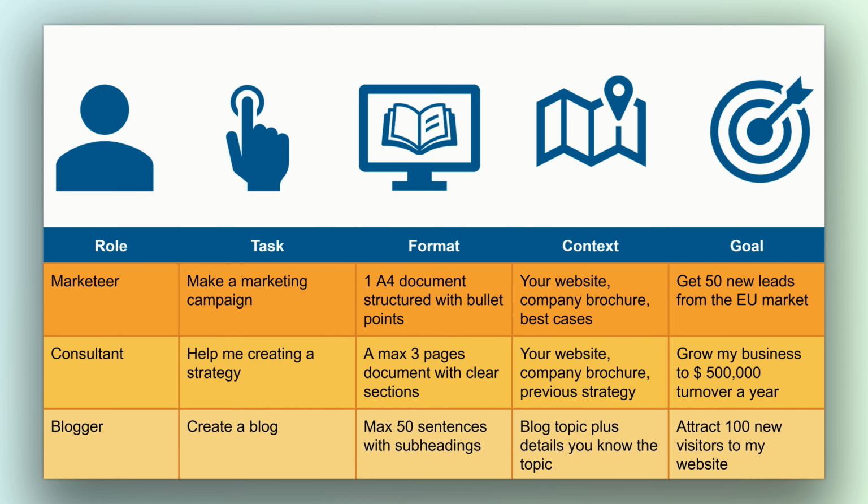Just a quick refresher of our framework that we introduced in video 1. So we always want you to use a role, social media expert, the task, a social media plan, a format, a document with a few pages, the context, your strategy, your website, anything you have to improve the task, and a clear goal. What is actually the output that you want? So for example, I want to have 50 leads from my social media.